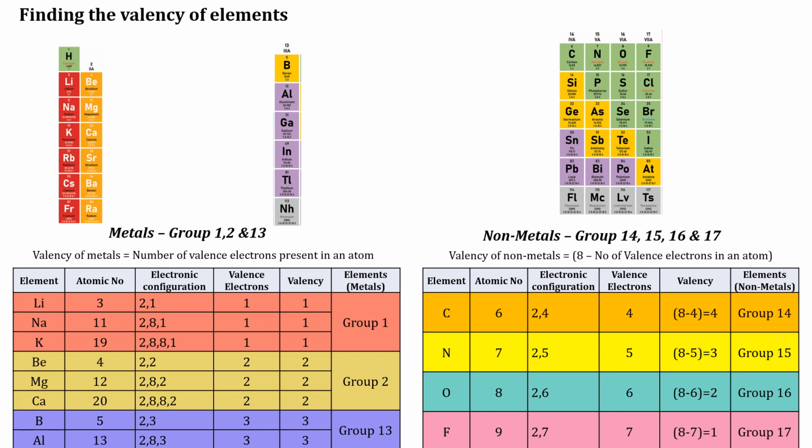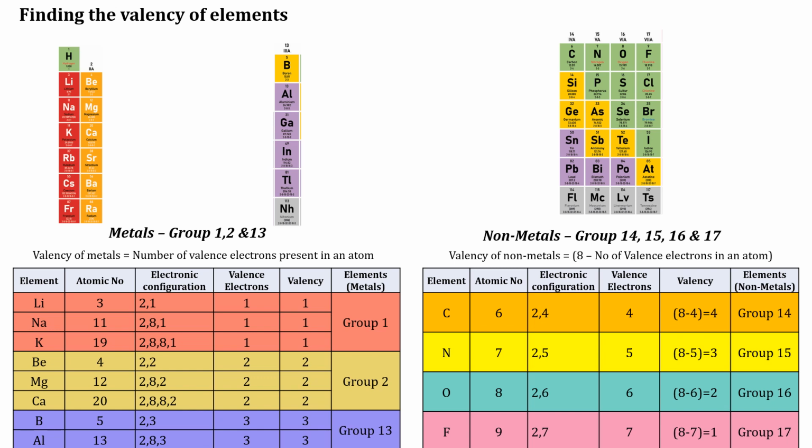14th group starts with carbon. Carbon has 4 valence electrons. To attain octet configuration, it has to share these 4 electrons. So 8 minus 4 is equal to 4. Hence, the valency is 4. So group 14 elements have valency 4. Is it clear?